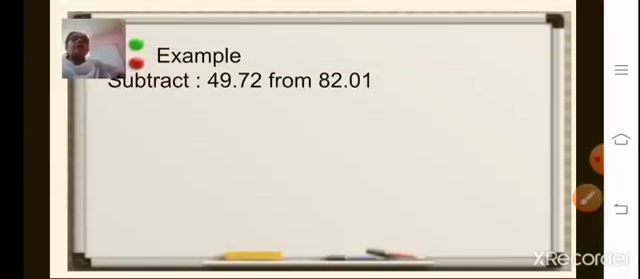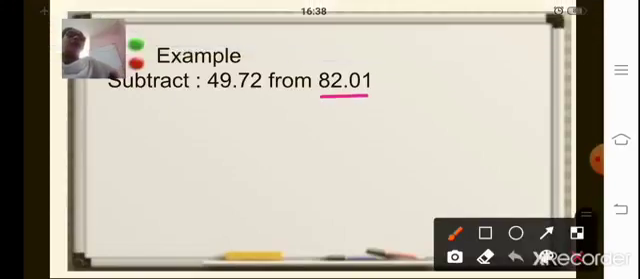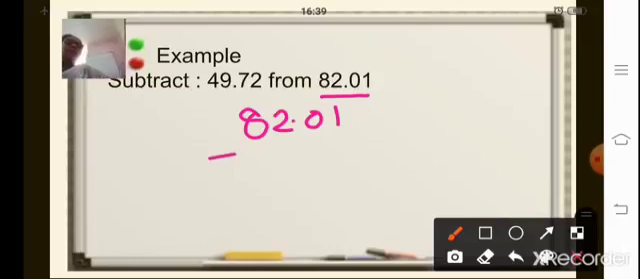Same way, subtraction sums. Here, subtract. Let us start with an example. Subtract 49.72 from 82.01. So from 82.01 you have to subtract 49.72. You will write the number 82.01 on the top, the bigger one, minus 49.